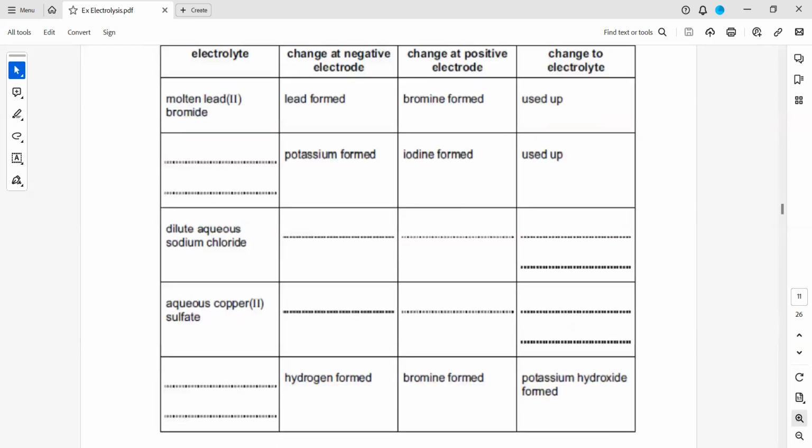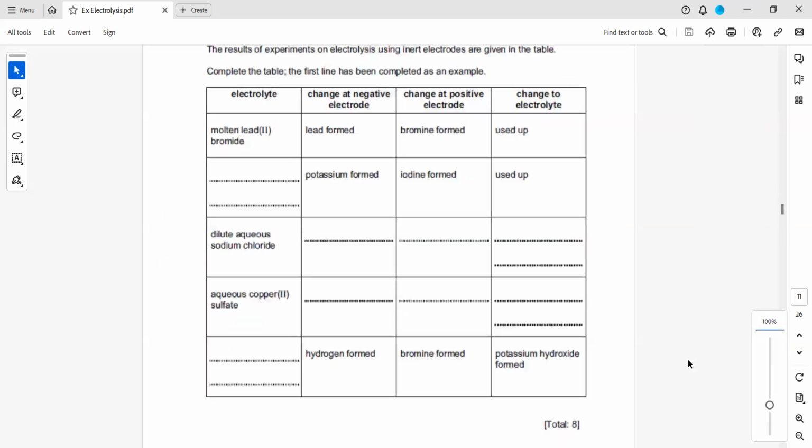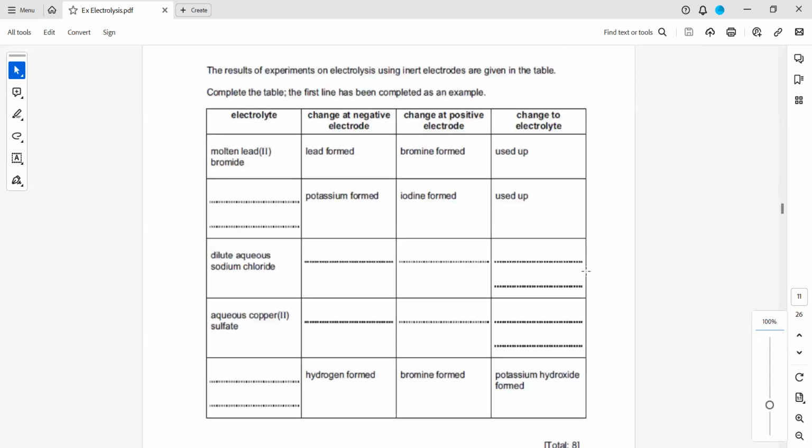This is about electrolysis of aqueous substances and you have to work out the products. Yeah, we did this, but quickly I will go through as I'm recording in sequence. Whenever the electrolyte is used up, it means the substance should be molten, because only in molten substances is the electrolyte used up. So potassium and iodine, so this is potassium iodide.